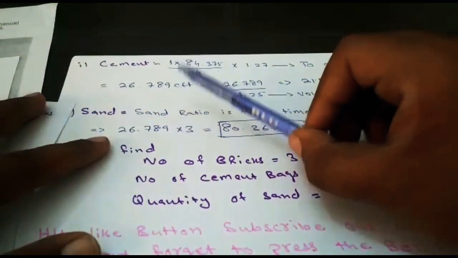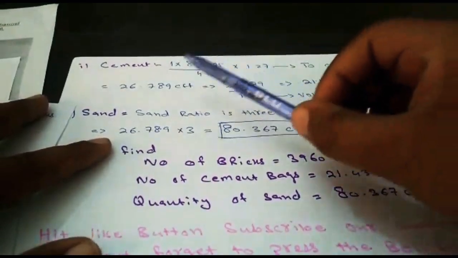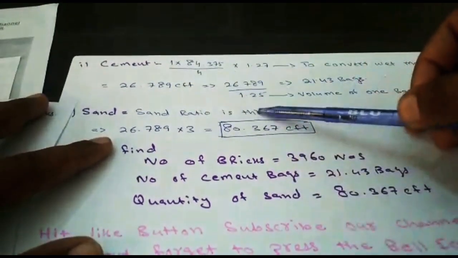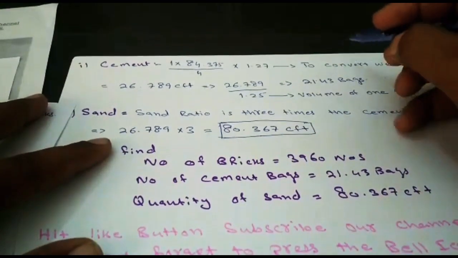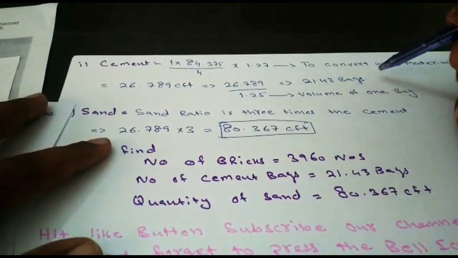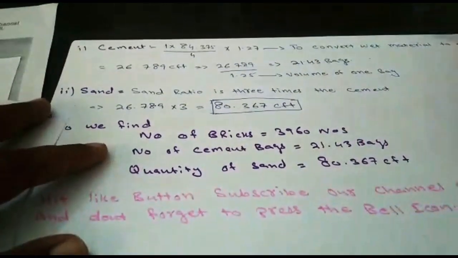You know that the volume of one bag is 1.25 CFT. So here you have to divide it by 1.25. So number of bags is found, 21.43 bags. So now we find sand.